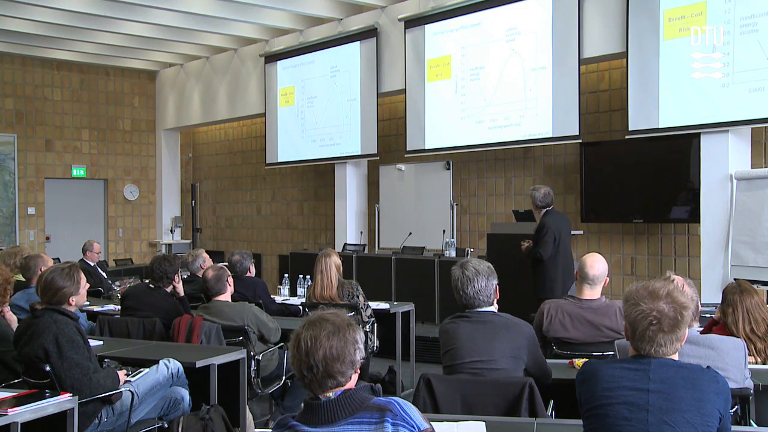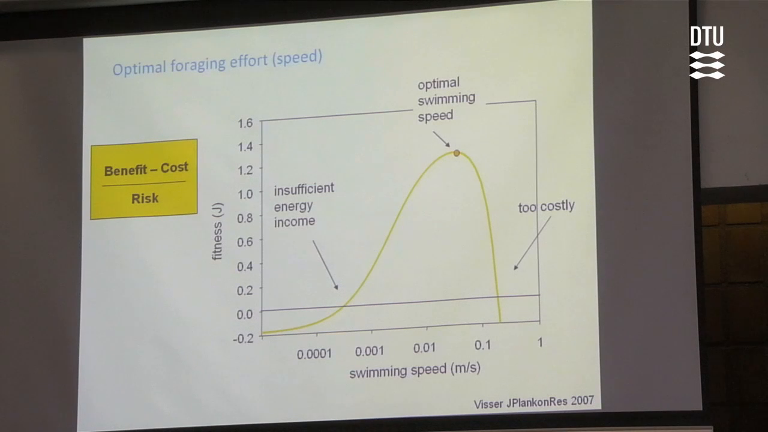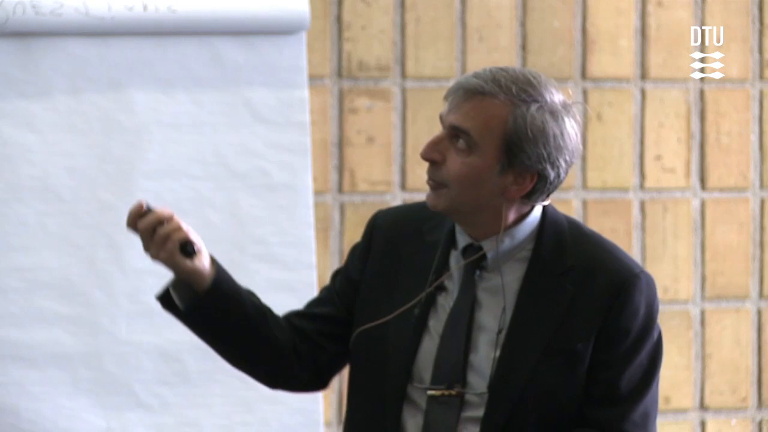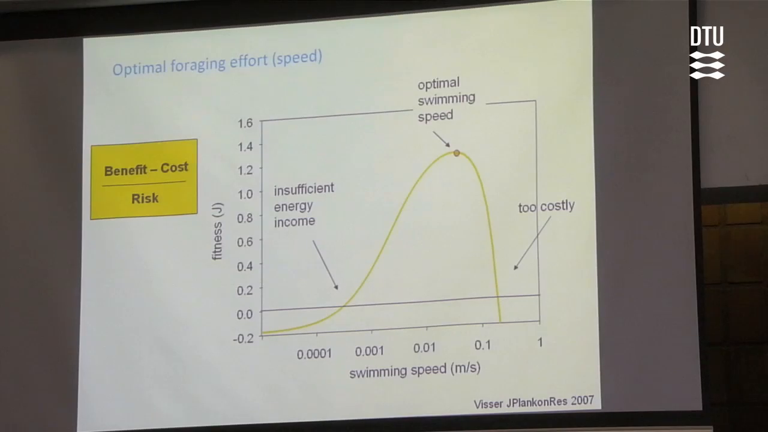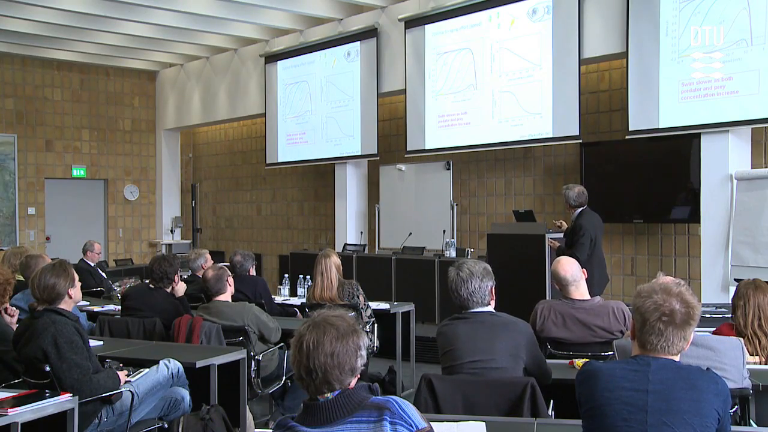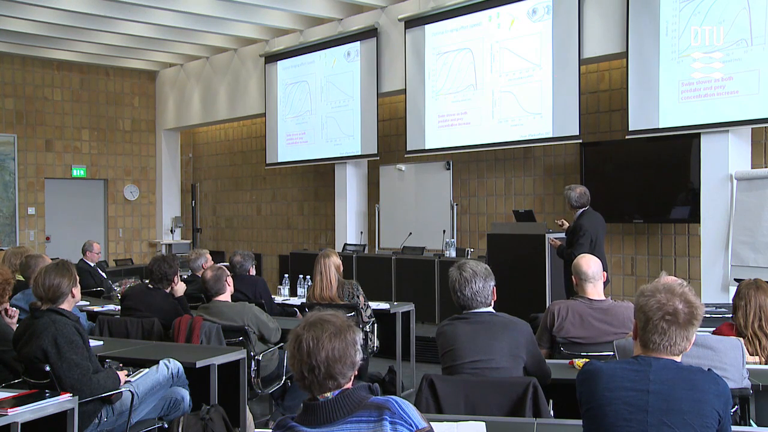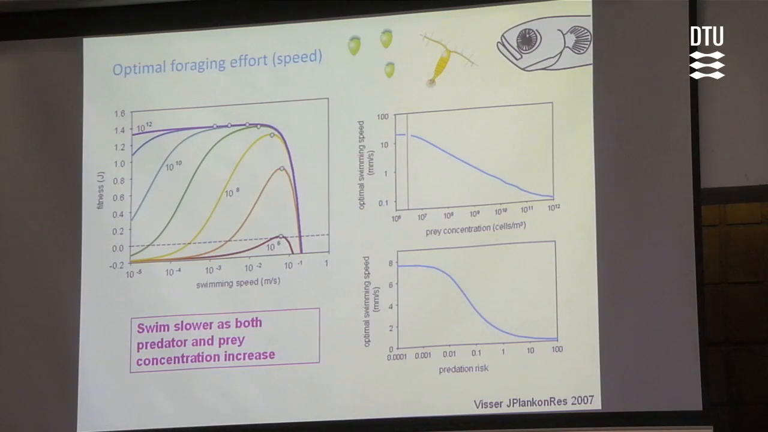Speed is also another important thing. Foraging effort, if you want to look at it like that. For any swimming process, the amount of energy that an organism gains depends on its swimming speed. If it swims too slow, it simply doesn't see enough food, all right? And if it swims too fast, it's way too costly. So somewhere in between, there's an optimal swimming speed. You can go through that for different concentrations of prey and predator, but the important thing here is that this is the swimming speed here. Concentration of prey increases that way, predation risk increases that way.